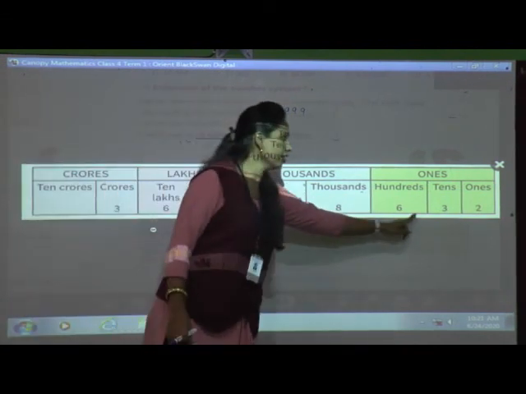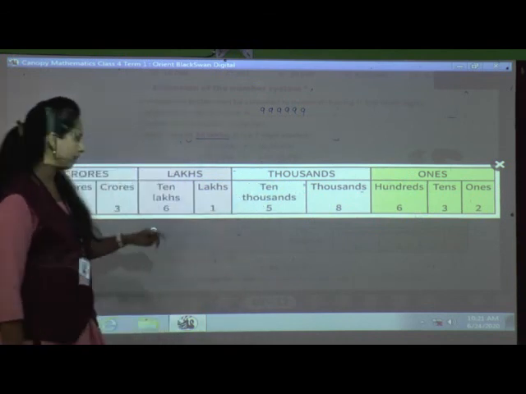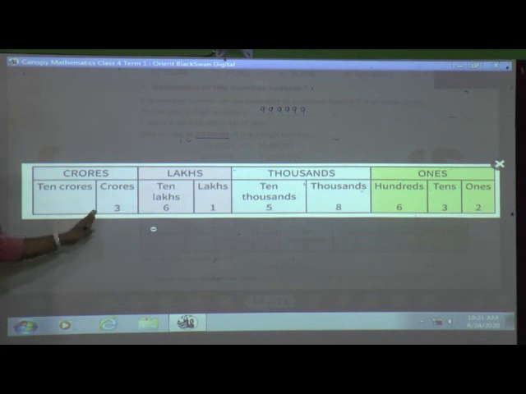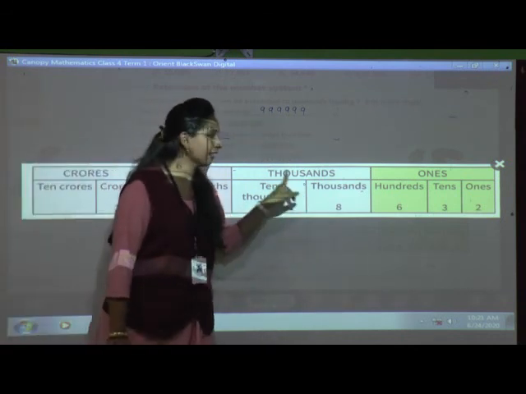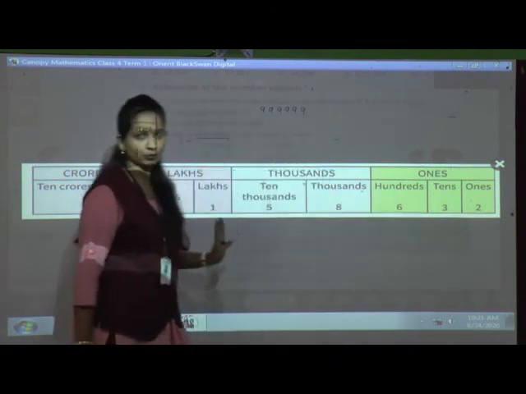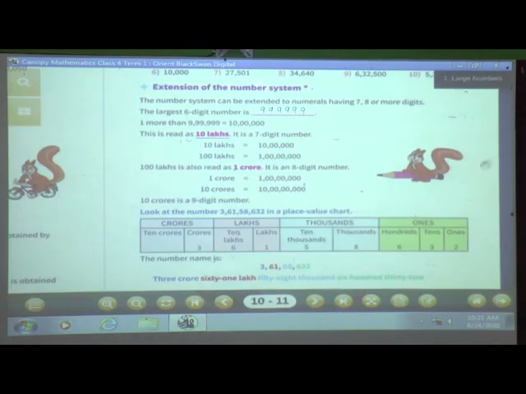See, the 3 numbers will come in ones period, 2 numbers will come in thousand period, next 2 numbers will come in lakhs period and next 2 or 1 number will come in crores period. Now how to read this number? 3 crores, 61 lakhs, 58,632. Clear? Understood everyone? Place value chart of crore place we have learned. Crore period.